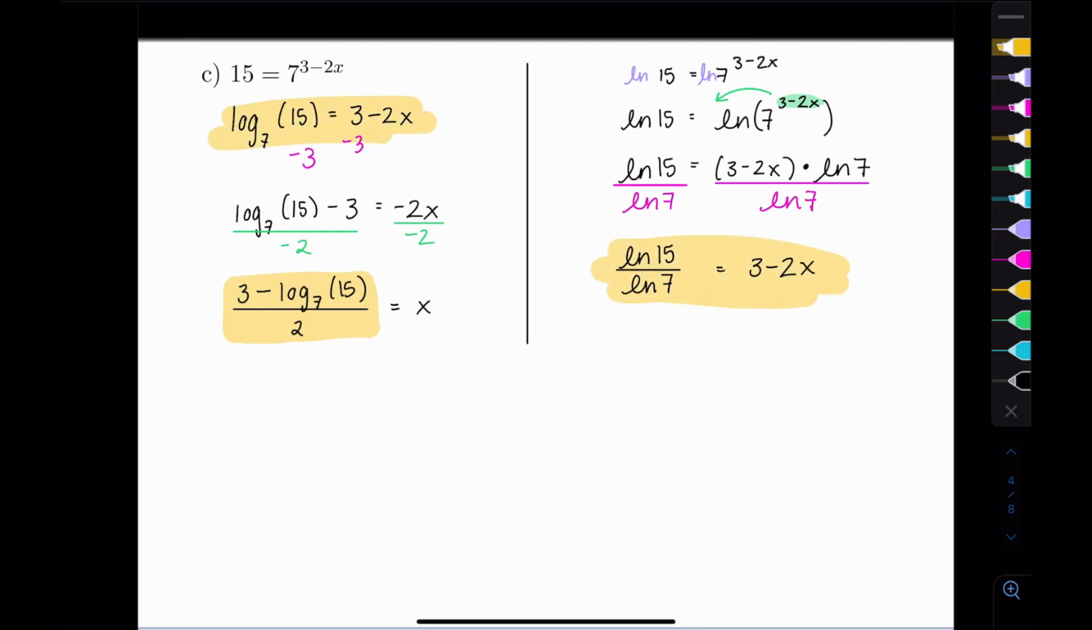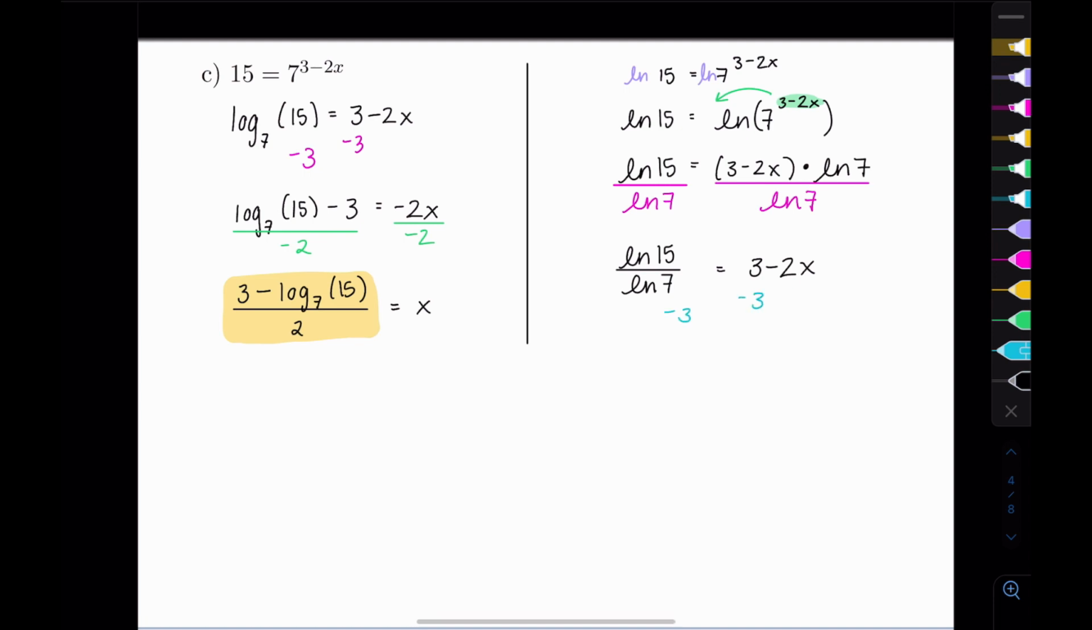Okay. And honestly, I want to compare this equation to what I have right here. They really are exactly the same. The right-hand side on both of them is 3 minus 2x. The only difference is this is log base 7, and this is dealing with natural logs. But that just comes from the change of base formula. So it's really the same thing. It just looks slightly different. Okay. And then from here, you would go about solving it exactly the same way.